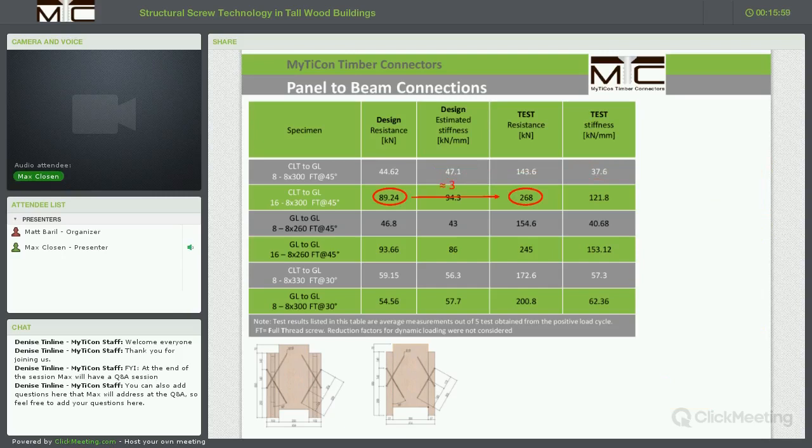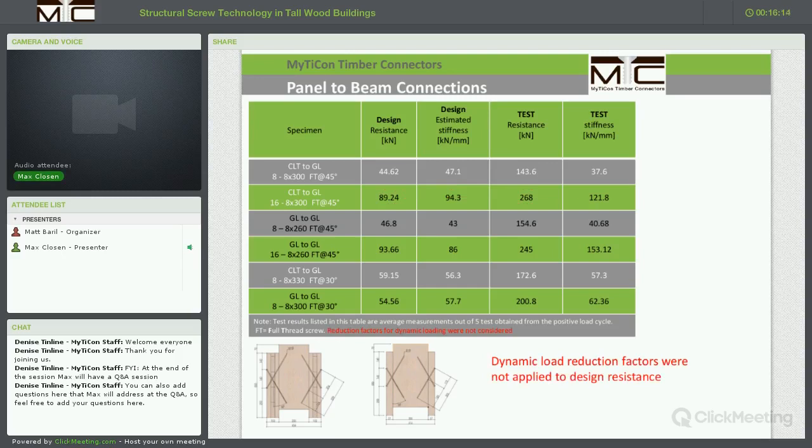Similar safety factors are derived from the testing of 8 screw crosses, or 16 fasteners, in the specimen. We see again a safety ratio of 3 when we compare the design capacity to the test resistance.